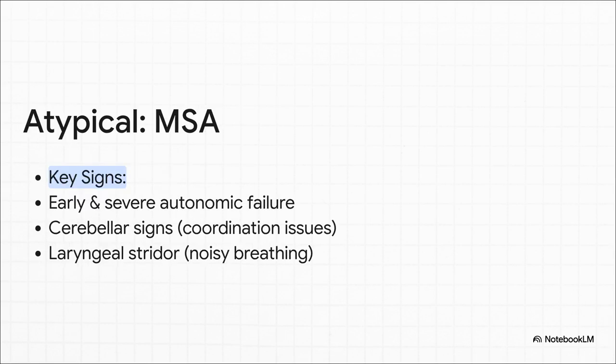The first atypical syndrome to know is multiple system atrophy, or MSA. Pathologically, just like Parkinson's, it's also a synucleinopathy. The clinical red flags that scream MSA are the early and severe onset of autonomic failure. I'm talking about things like profound drops in blood pressure when standing up or severe bladder problems. Another key feature is the presence of cerebellar signs, which cause problems with coordination and balance, along with a very characteristic high-pitched, noisy breathing sound called laryngeal stridor.